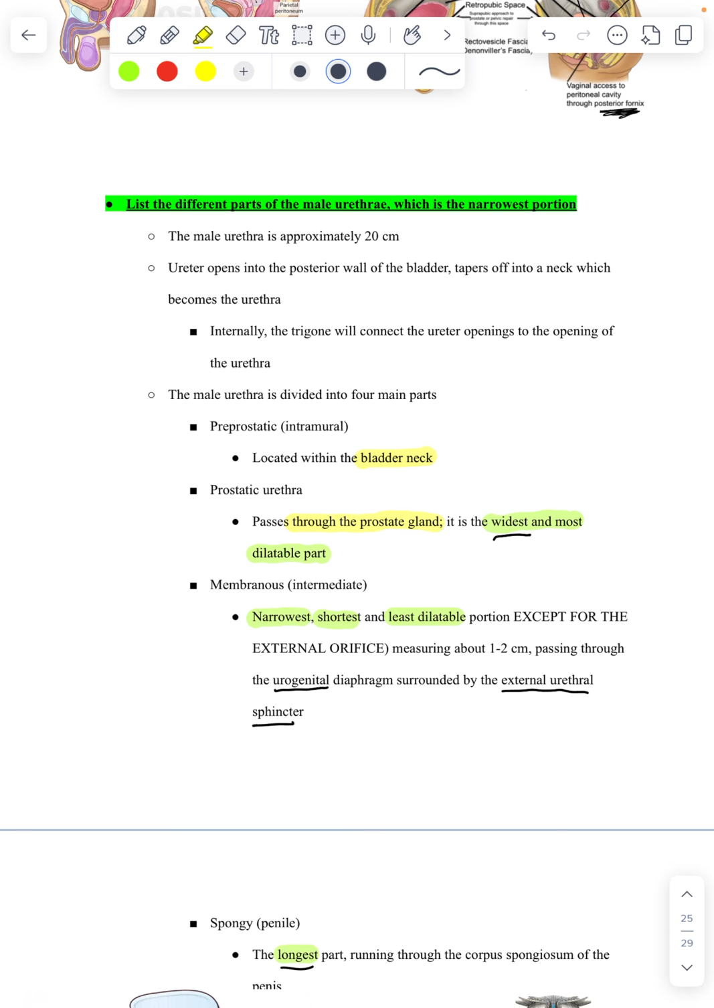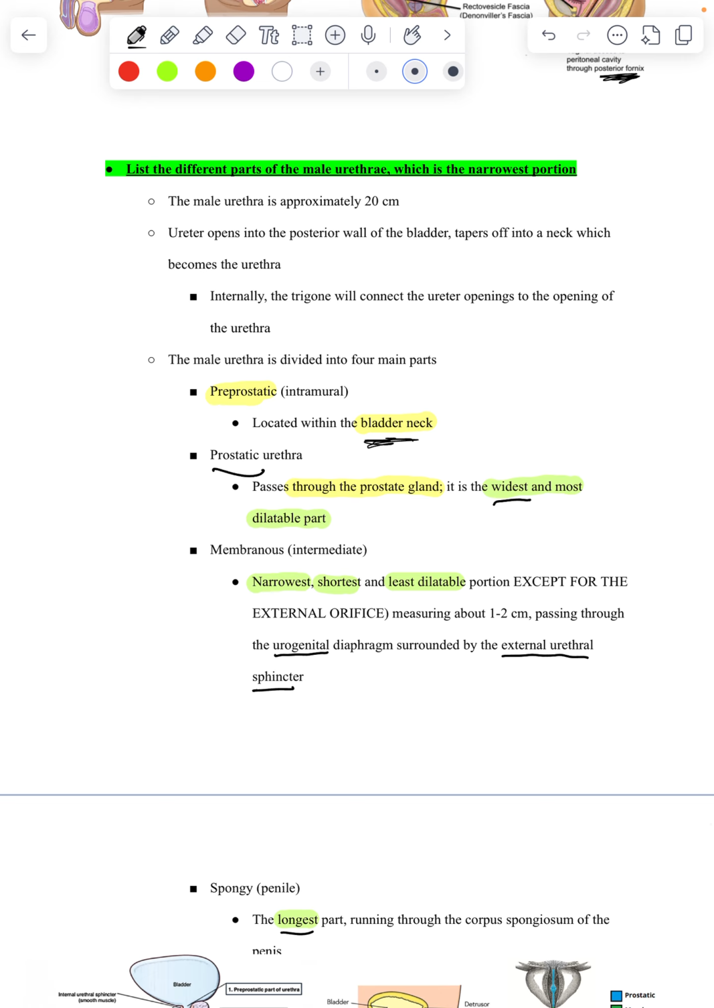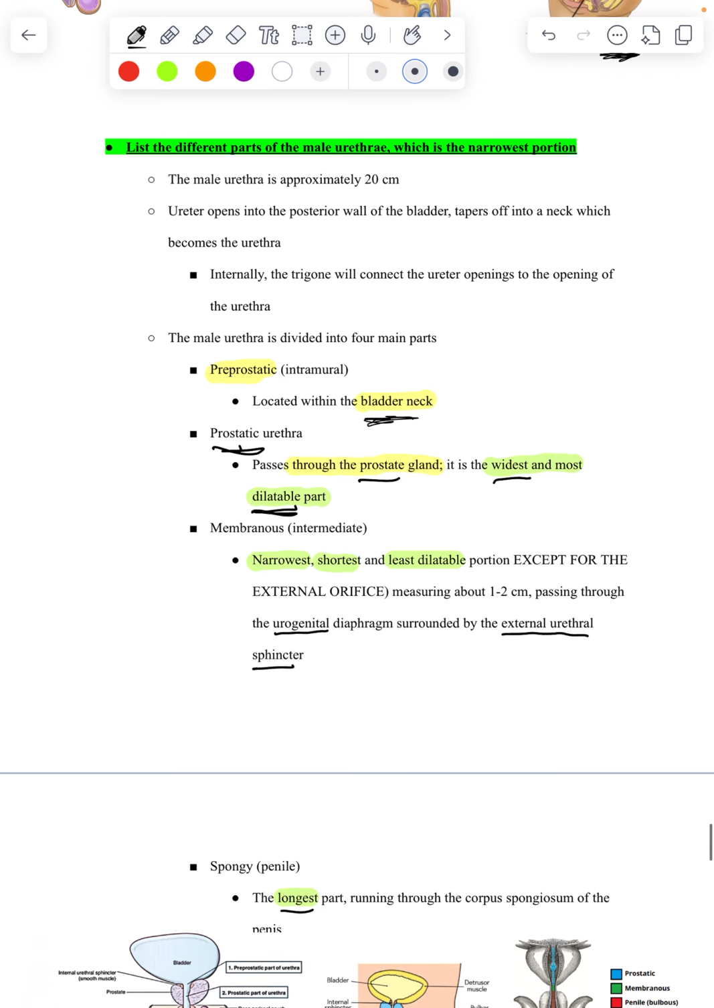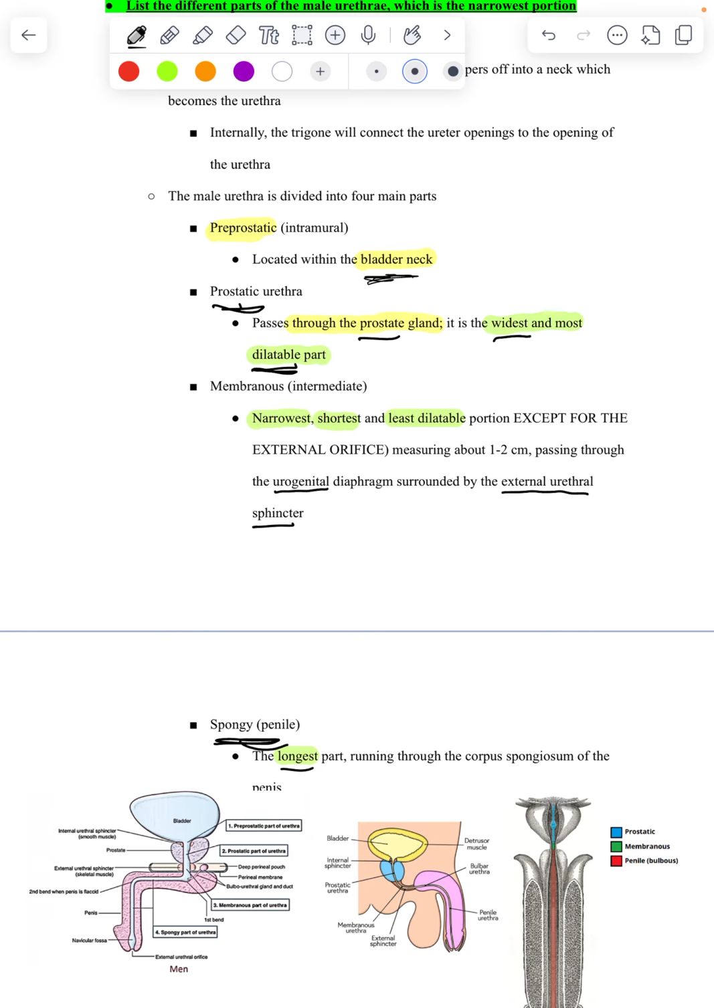Okay, different parts of the male urethra. So we have pre-prostatic. This is not in the urethra yet, but it's still at the bladder neck. Then prostatic goes through the prostate gland. This is the widest and most dilatable part. That's not the longest, though. The longest is the spongy penile part.